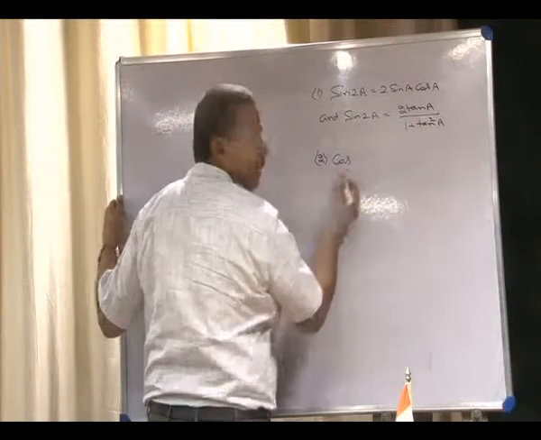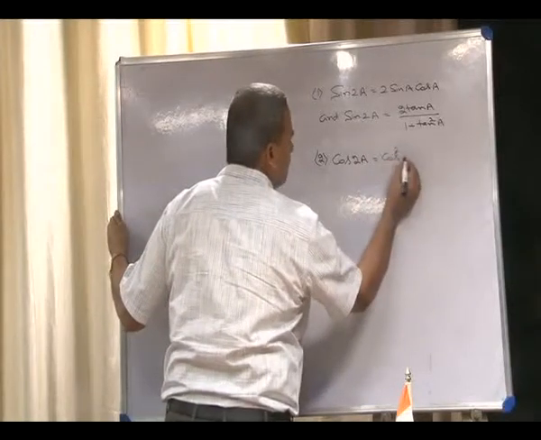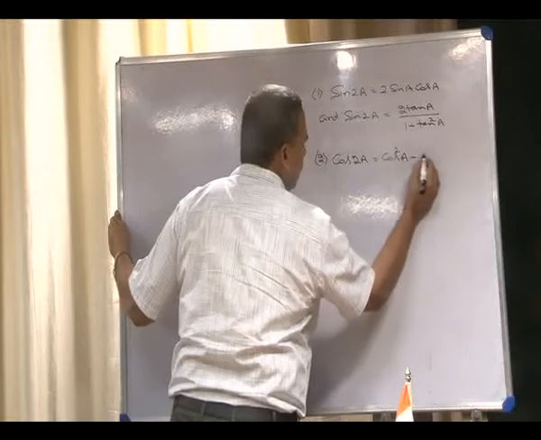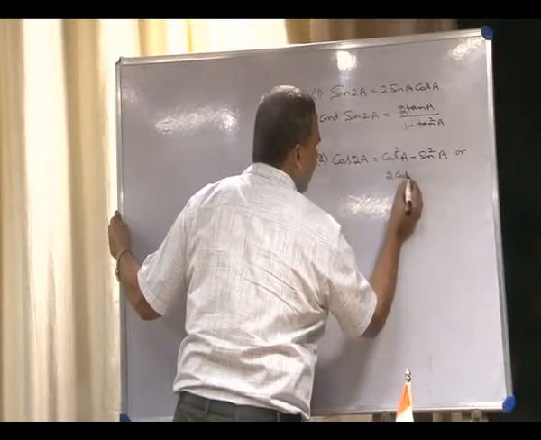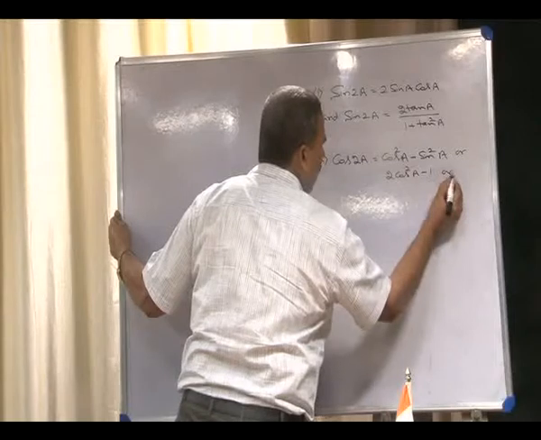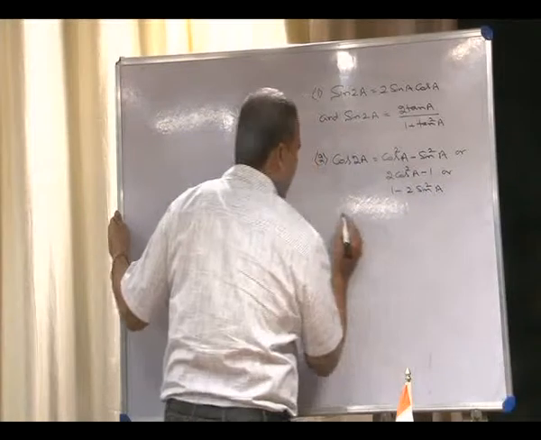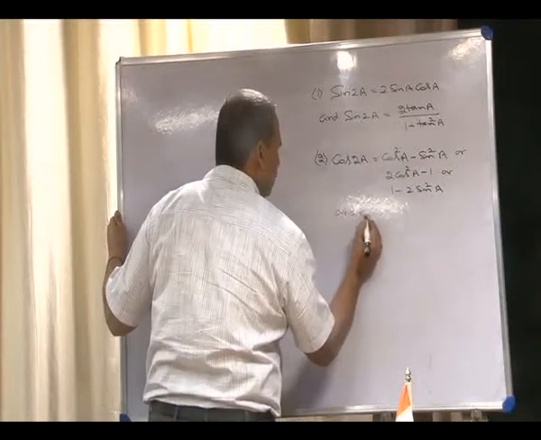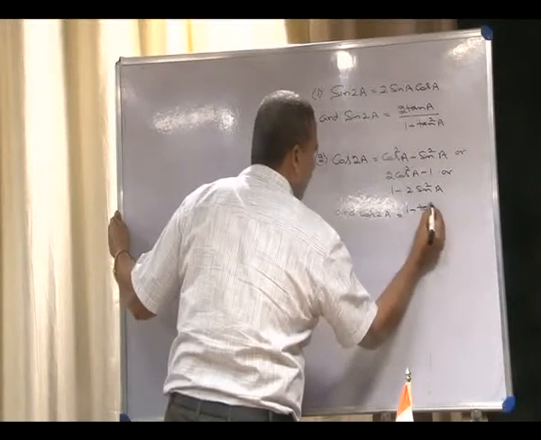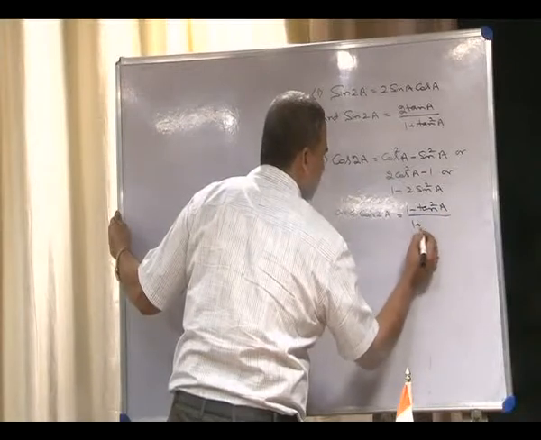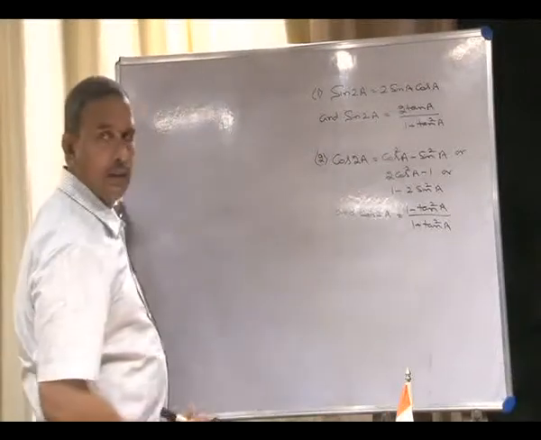And cos 2A is equal to cos square A minus sin square A, or 2 cos square A minus 1, or 1 minus 2 sin square A. And the formula for cos 2A in terms of tan is 1 minus tan square A by 1 plus tan square A. In the previous class, we have proved those two results.